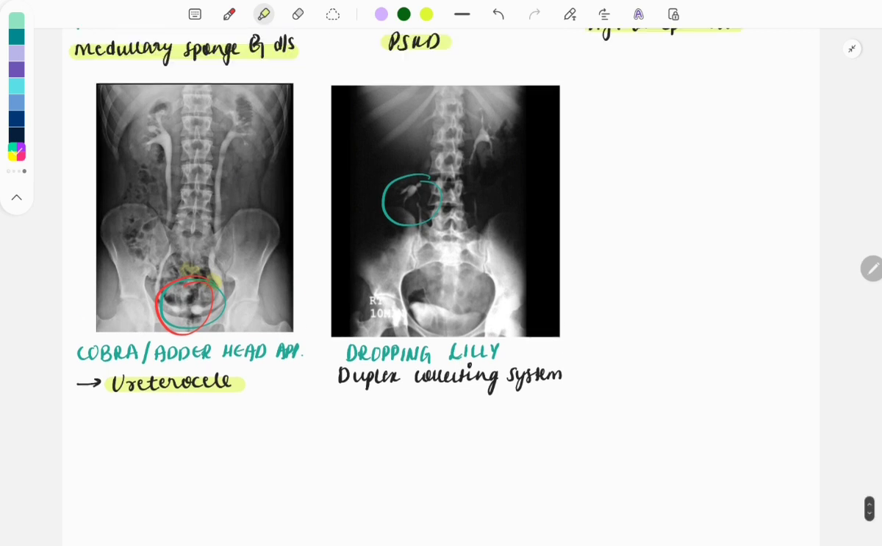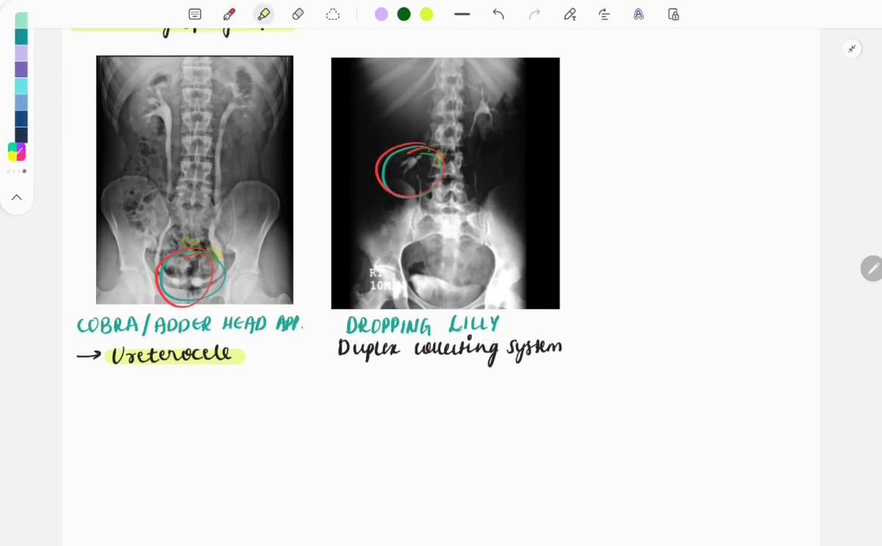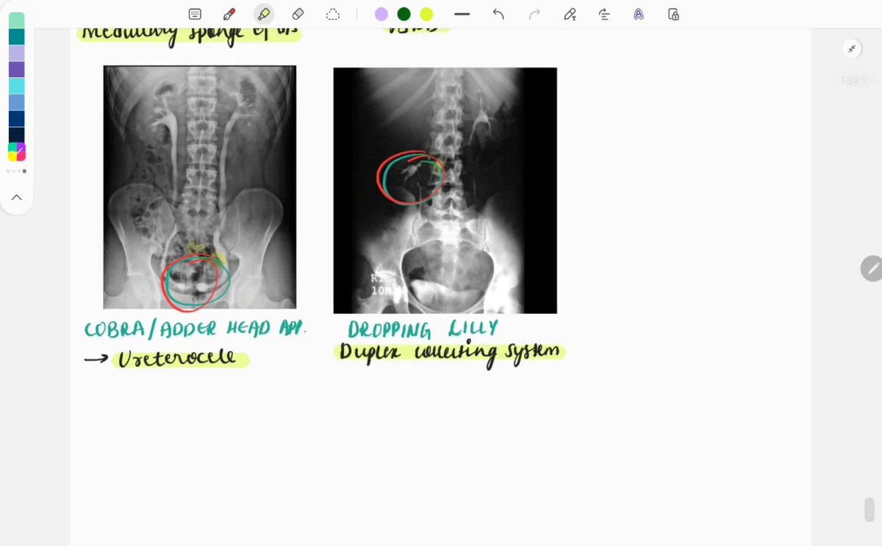And the next image, the drooping lily sign. As you can see here, the renal calyx appears like a drooping lily. So this sign is called the drooping lily sign, and this is seen with the duplex collecting system. So that's it in this video, guys.